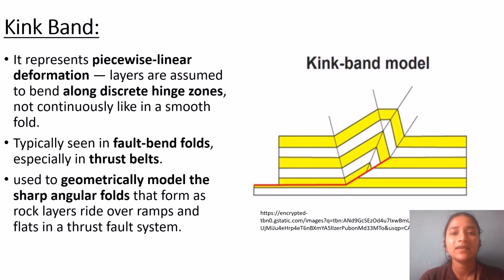The red lines indicate the geometry used to model the angles and the position of the layers, making it easier to understand how the fold develops as the layers are pushed over a fault ramp. This model is very useful because it simplifies the complex folding into a predictable pattern, which helps us in structural interpretation and kinematic analysis.